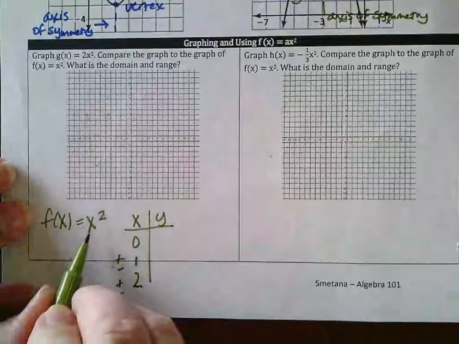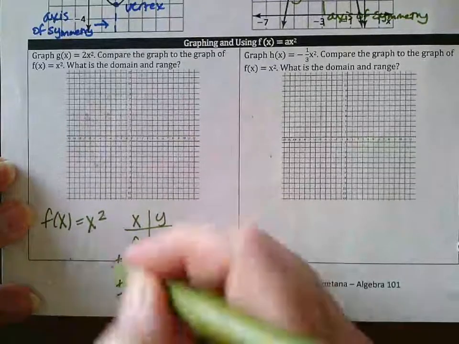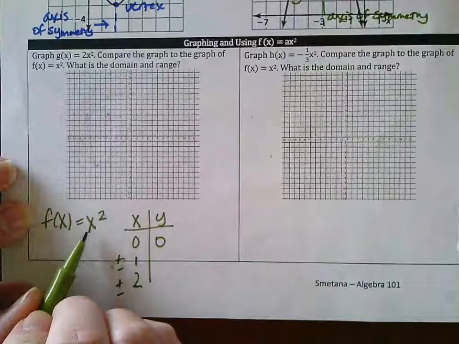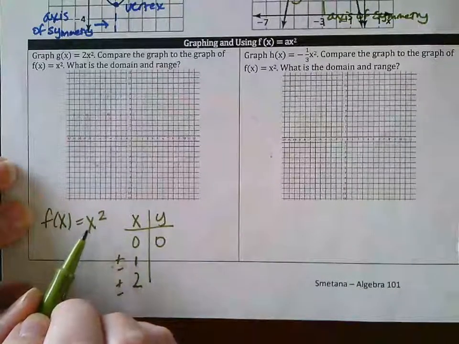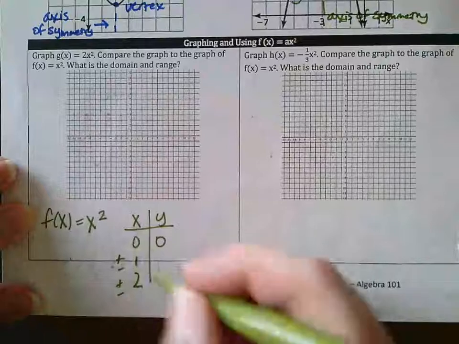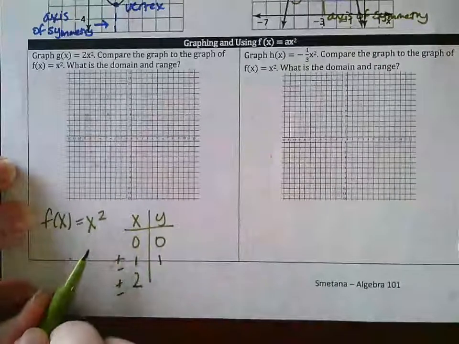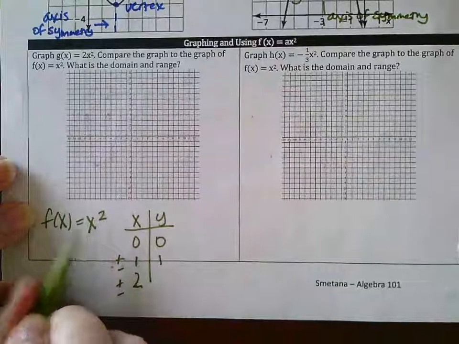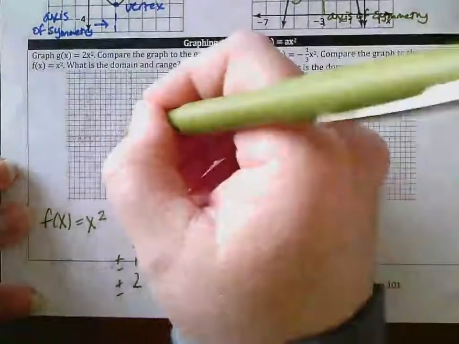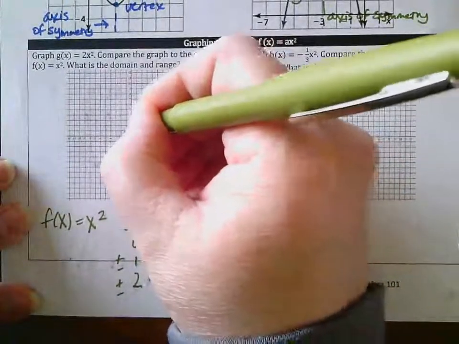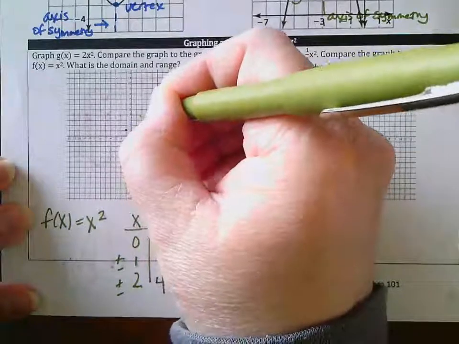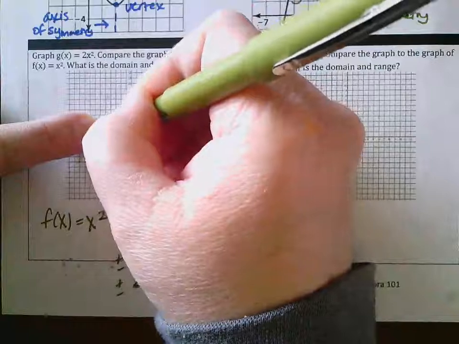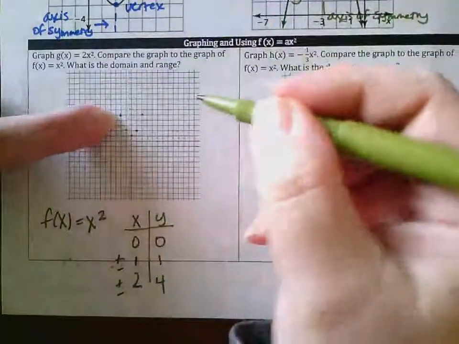But if I plug a 0 in here, 0 times 0 is 0. 1 times 1 is 1, or -1 times -1 is 1. 2 times 2 is 4, or -2 times -2 is still 4. So you can see your graph starts to take shape. And let me see if I can see the 4. There it is. And 1, 2, 3, 4. You can see the symmetry.